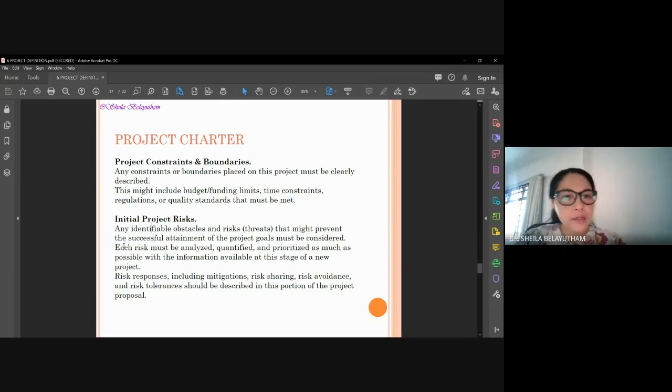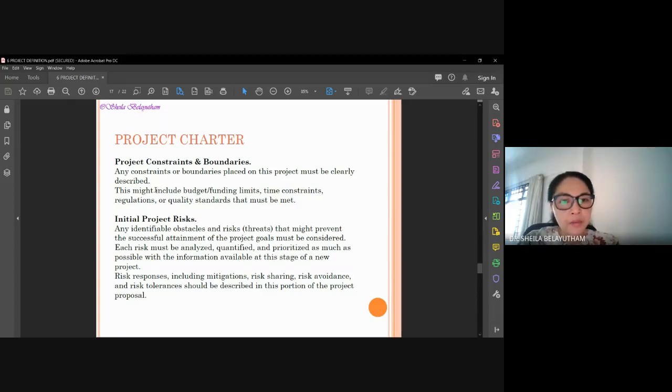All right, so the next element that you can input will be initial project risk. Any obstacles, any risks that might prevent the successful attainment of project goals must be considered. It can be the use of risk management, so risk response, risk sharing, risk avoidance basically could be part of it. If you look, the elements are linked to each other.